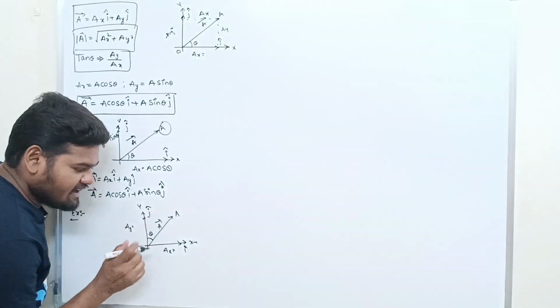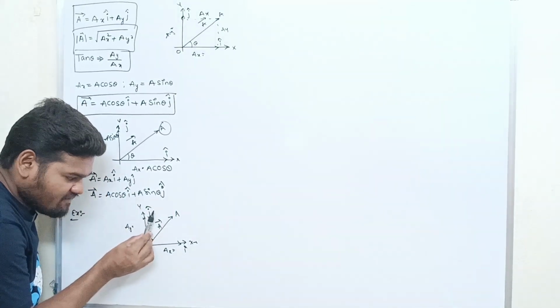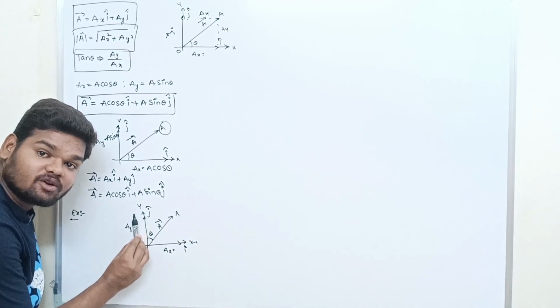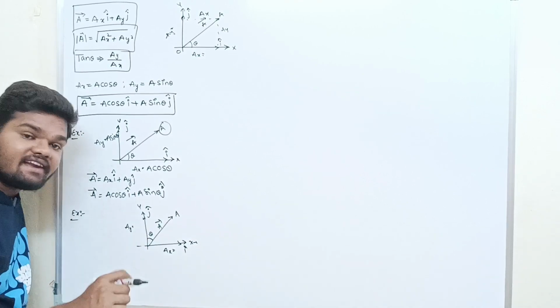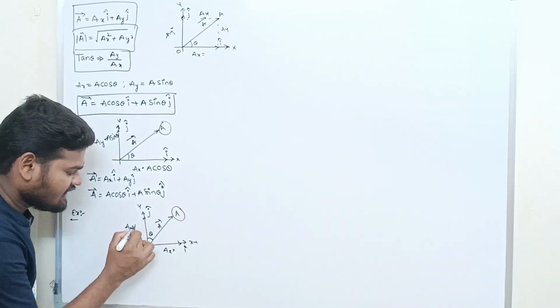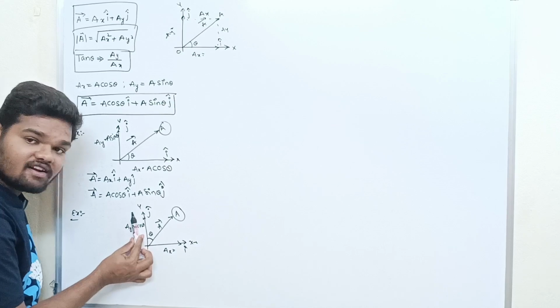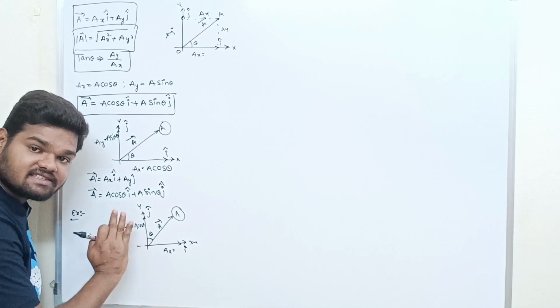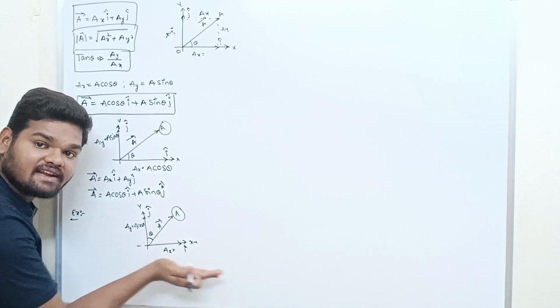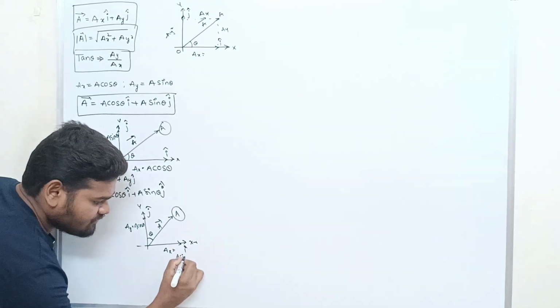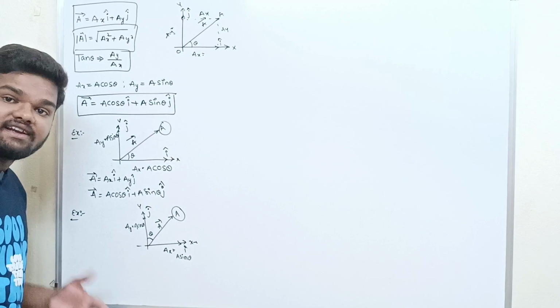Just rotate this a bar vector towards an angle theta, along the theta side. So the magnitude of the vector into cos theta. Now we are here, perpendicular to this. Ax is equal to what? A sin theta. Ax is equal to how much? A sin theta. Done.